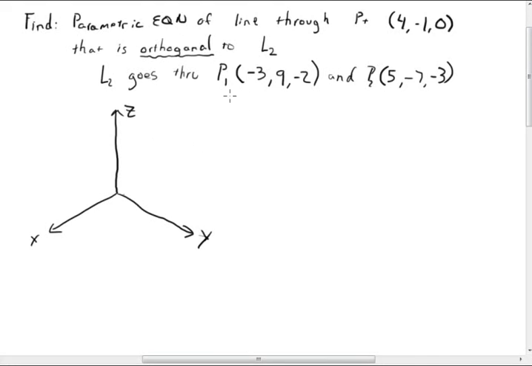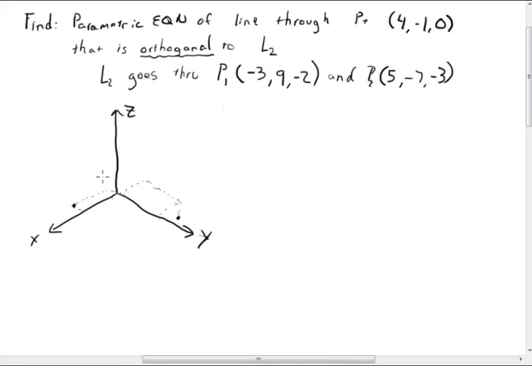Now we have the point (4, -1, 0). So that's like that. I like to draw it so I can see where it is in 3D space. Point 1 is (-3, 9, -2). So here we go, somewhere about there.